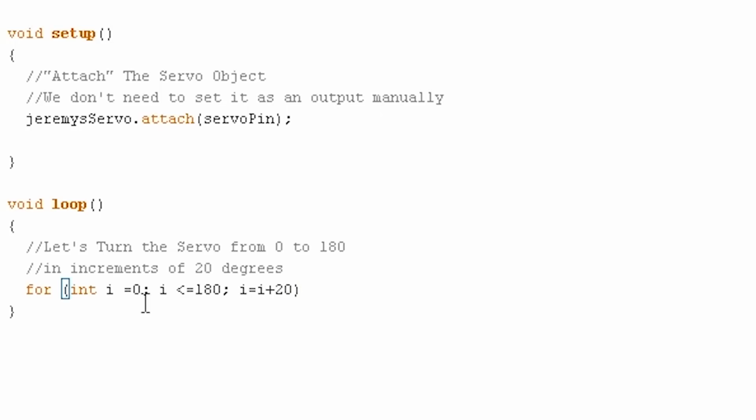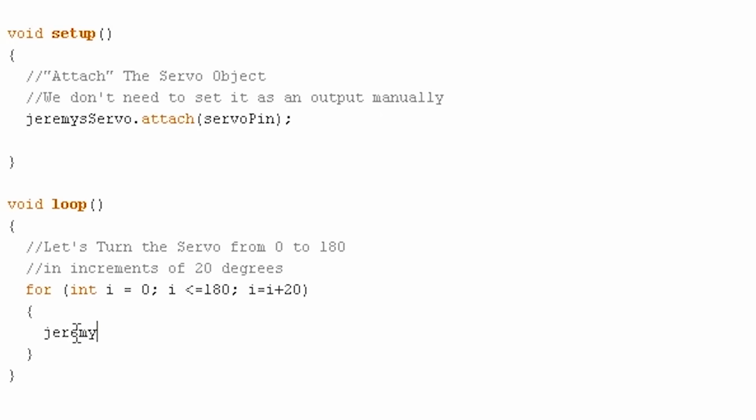What this for loop will do is start us out at zero degrees, and it'll rotate us up by 20 degrees until we get to 180 degrees. And then when we're done, it'll rotate automatically back down to zero. The library automatically handles figuring out what direction it has to rotate into based on the current position and what position you want to go to.